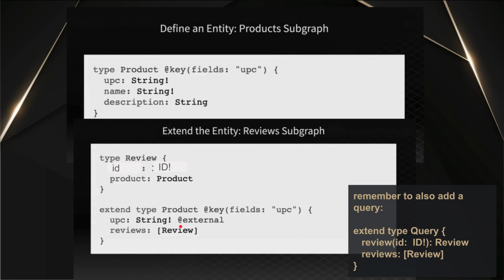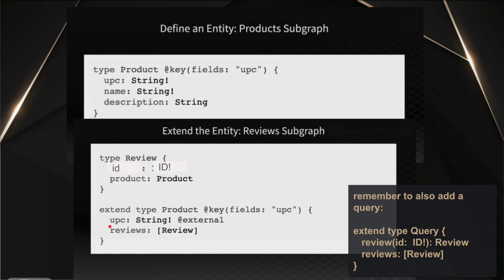Also note that we have this @external directive, and the reason for that is that we're just telling the system that this field UPC is defined externally. Note that we don't need to copy all of the other fields that we don't really need. We just need the UPC field because that's the key. We can also add our own fields if we want to.